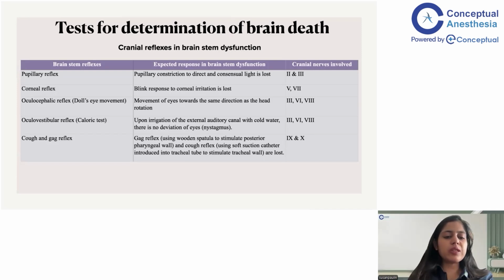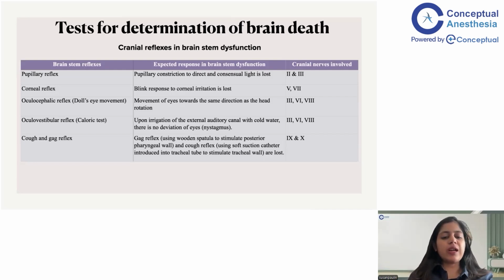Oculocephalic reflex, famously called the doll's eye movement. Here, the movement of the eyes in the same direction as the head rotation is the expected response in brainstem dysfunction. So the nerves tested here are 3, 6, and 8. Then you do the oculovestibular reflex, which is called the caloric test. Here, the external auditory canal will be irrigated with cold water, and we look for deviation of the eyes. So there will be no deviation of eyes in brainstem dysfunction. And here the nerves tested are again 3, 6, and 8.